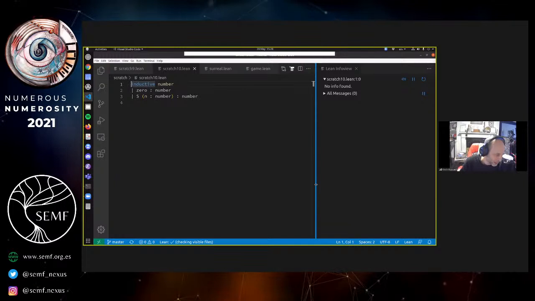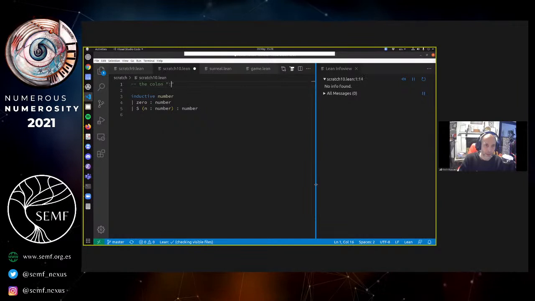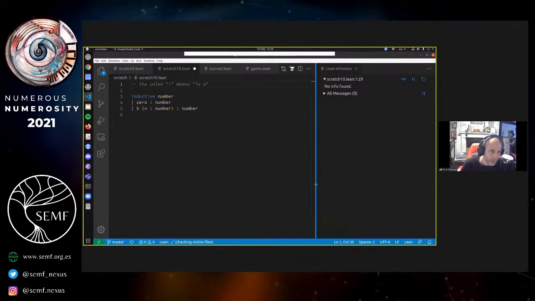So let me write some comments. Comments are in green. The first and most important comment is, what does this colon mean? The colon means "is a". In this computer proof system, the colon is an inbuilt thing. It doesn't mean what the colon means in English grammar. The colon in this type theory system means the words "is a".